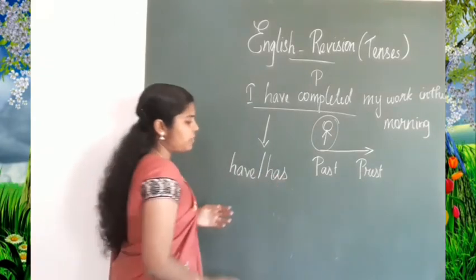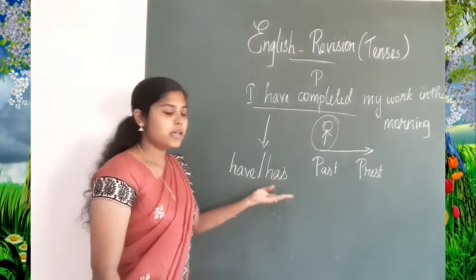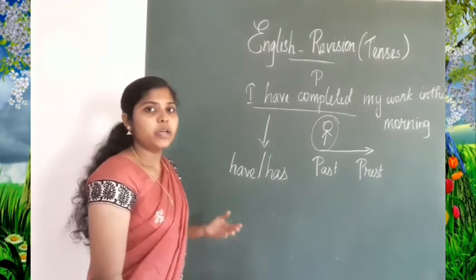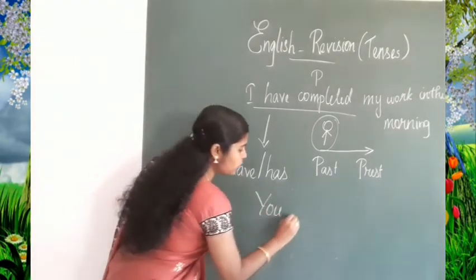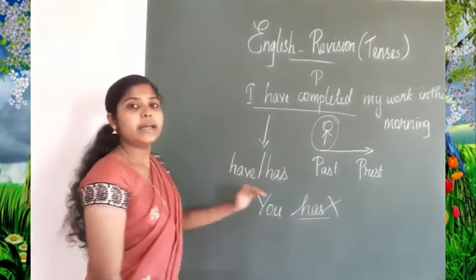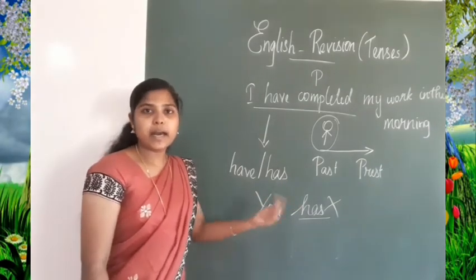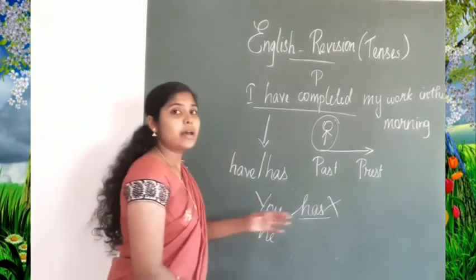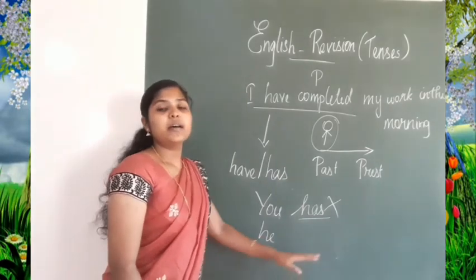has. For he, she, for third person, we can use has. For first and second person we can use have. I have, you have, they have. You cannot use "you has." This is wrong. I have, you have, we have, they have, and he has, she has, it has.